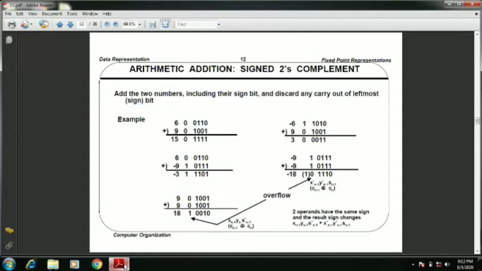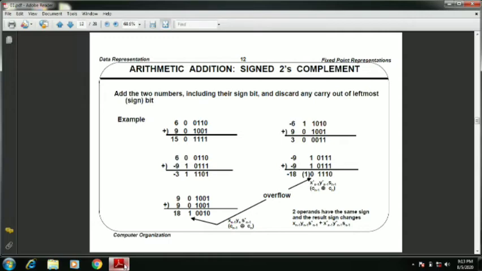Arithmetic addition for signed 2's complement. Here, add the two numbers including their sign bit and discard any carry out of the leftmost bit. You can add any two numbers, for example 6 plus 9. I am taking only two numbers, 6 plus 9. So add the two numbers including their sign bits and discard any carry produced from the leftmost bit.